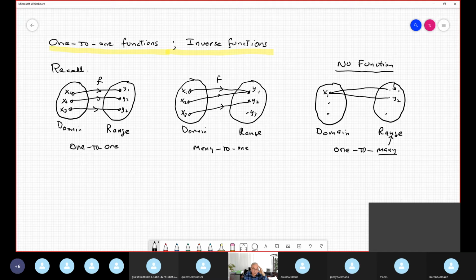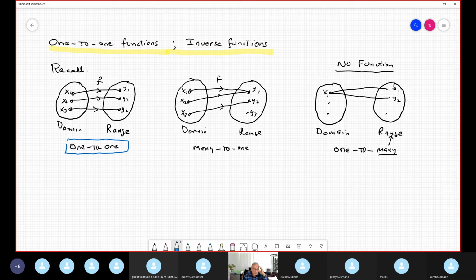Now, one-to-one and many-to-one is also a function because you have only one guy in the range. It's the most important idea behind the definition of the function. But what is the problem now? Wow, the problem now is the inverse function.